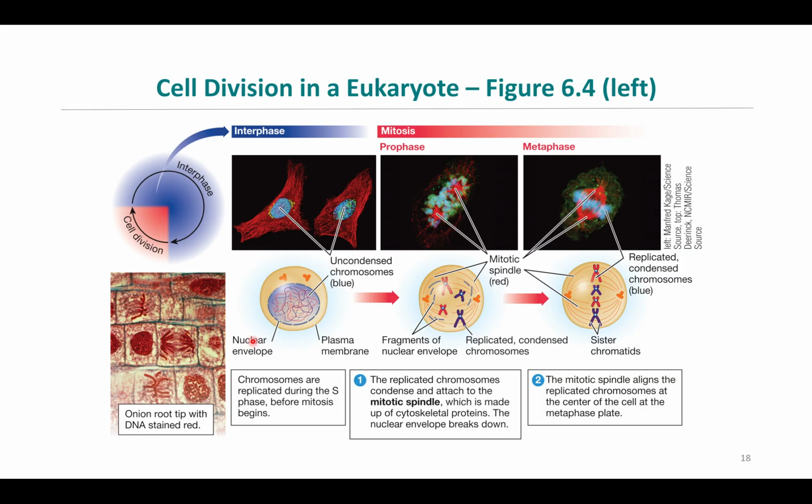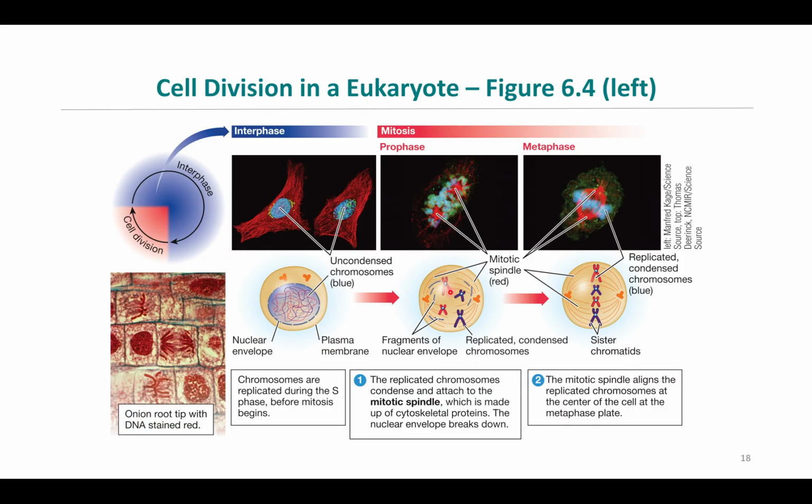So now let's look at these images. Here this is the interphase. These are the prophase and metaphase. As I mentioned, here these are uncondensed chromosomes. You can see these are long thread-like structures. But when it comes to prophase, they become visible. They become these condensed short structures.